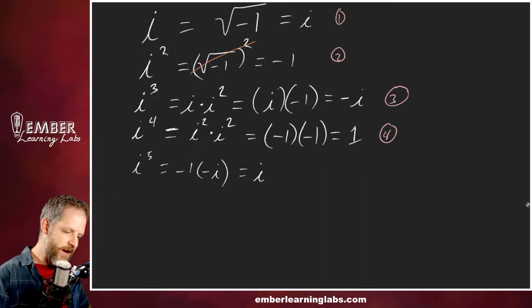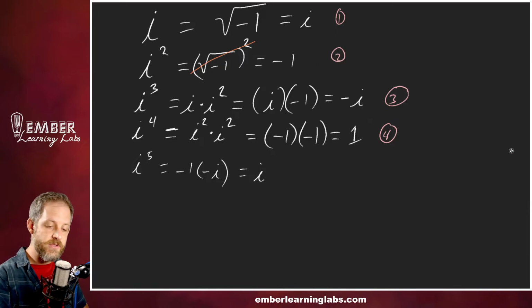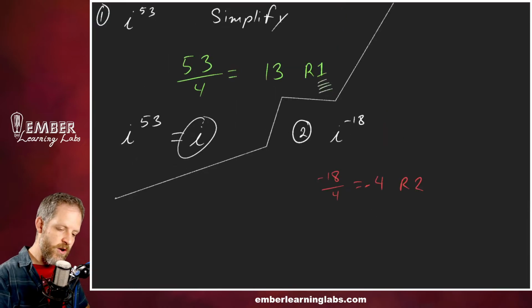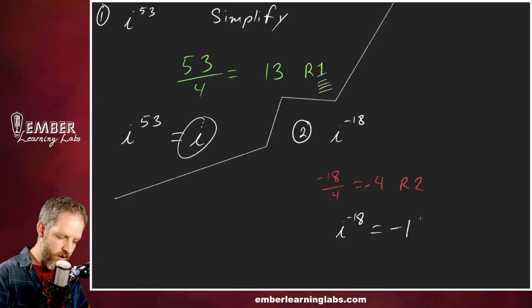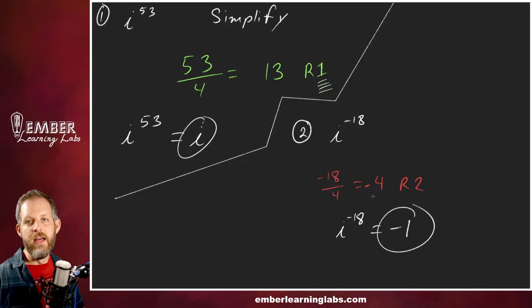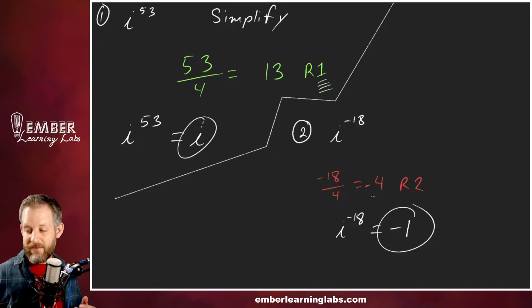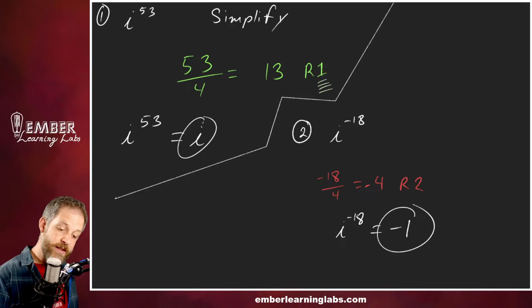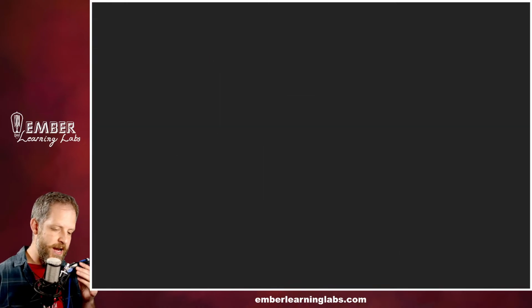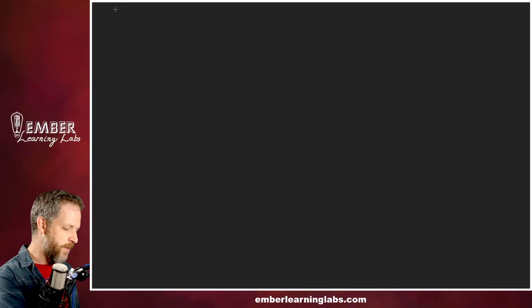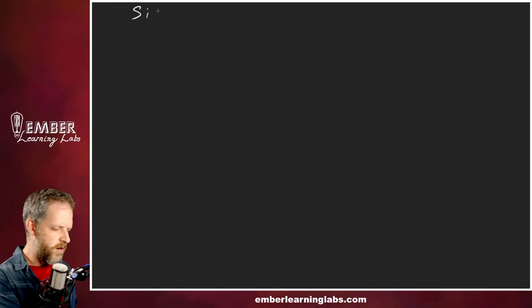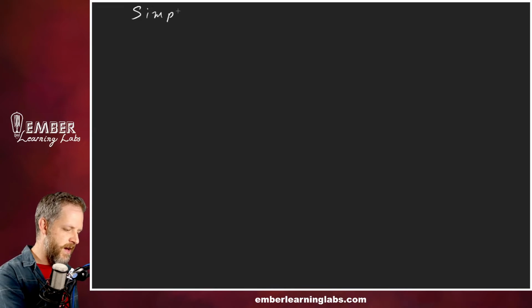We think back to our patterns. i squared equals negative 1. So i to the negative 18 equals negative 1. And that's the answer to that problem. So those are easy. If you've seen them before, then it's really easy. And if you haven't seen them before, it's still pretty easy. Now, there's a few other different problem types that we might see with complex numbers. The instructions on all of these next examples is going to be simplify.